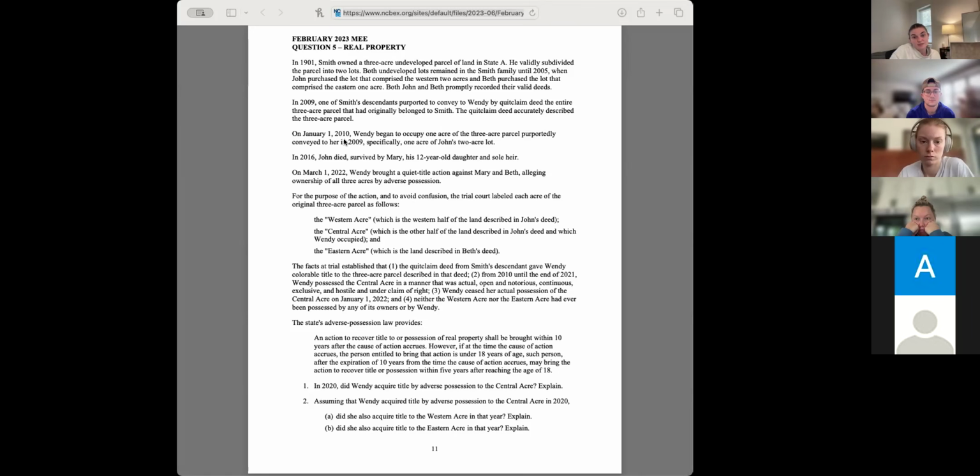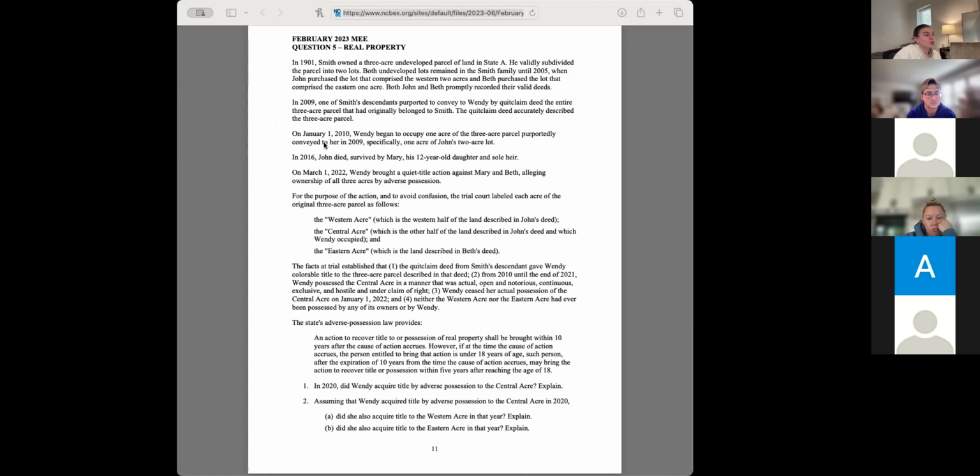What do we know about quitclaim deeds? Anybody? You can put it in the chat or you can. When you transfer via quitclaim deed, there's no warranties. It's as is. Okay. Anyone else? No covenants, least amount of protections. Good job. Great job, everybody.